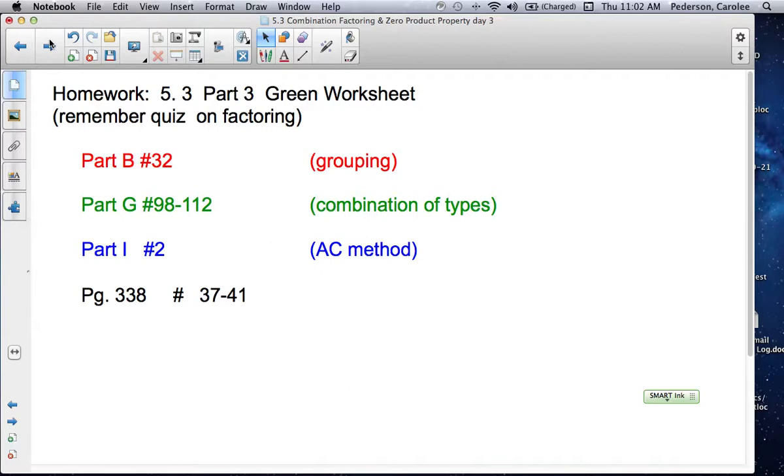Here will be your assignment for tomorrow in class. Remember, there is going to be a quiz after we are done factoring using this green factor worksheet. And notice there are some problems back in your textbook which focus on the zero product property. You can write this assignment down now, or you can wait until class tomorrow.